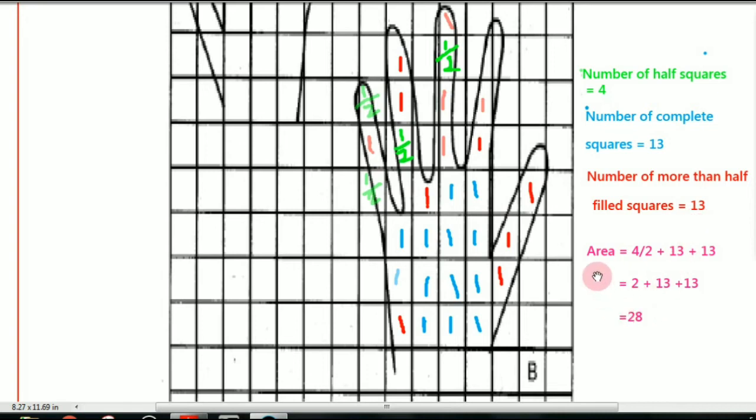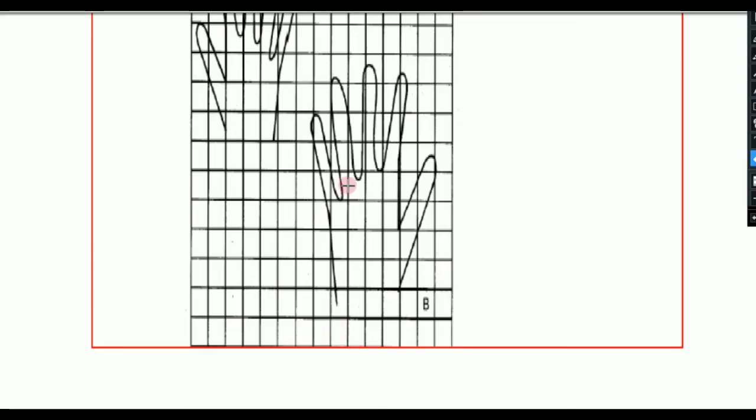Now calculate the area. Area is equal to number of half square divided by 2, so 4 divided by 2, plus number of complete square, plus number of more than half filled square, which is 13. So 2 plus 13 plus 13 is equal to 28 is the area of this hand B. You can do this in following way also. I have given other example for your clarification. You can follow the steps and find out the area of your hand and your friend's hand.